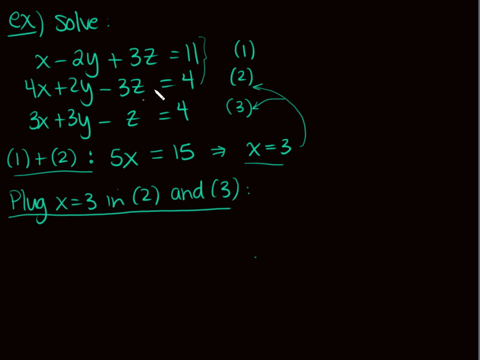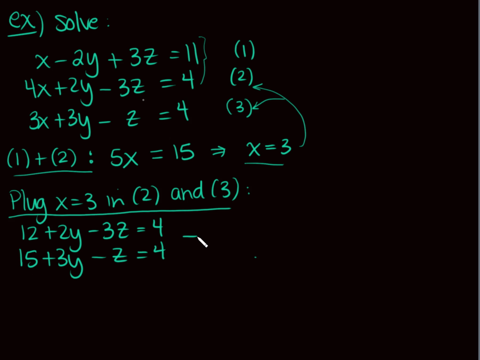Okay, so if I plug in that 3, I get 12 plus 2y minus 3z equals 4, and then I get 15 plus 3y minus z equals 4. So what does that imply? That I have 2y minus 3z equals negative 8, just subtract that 12 over. And then I have 3y minus z equals what? Negative 11. Okay, now I'm ready to go.